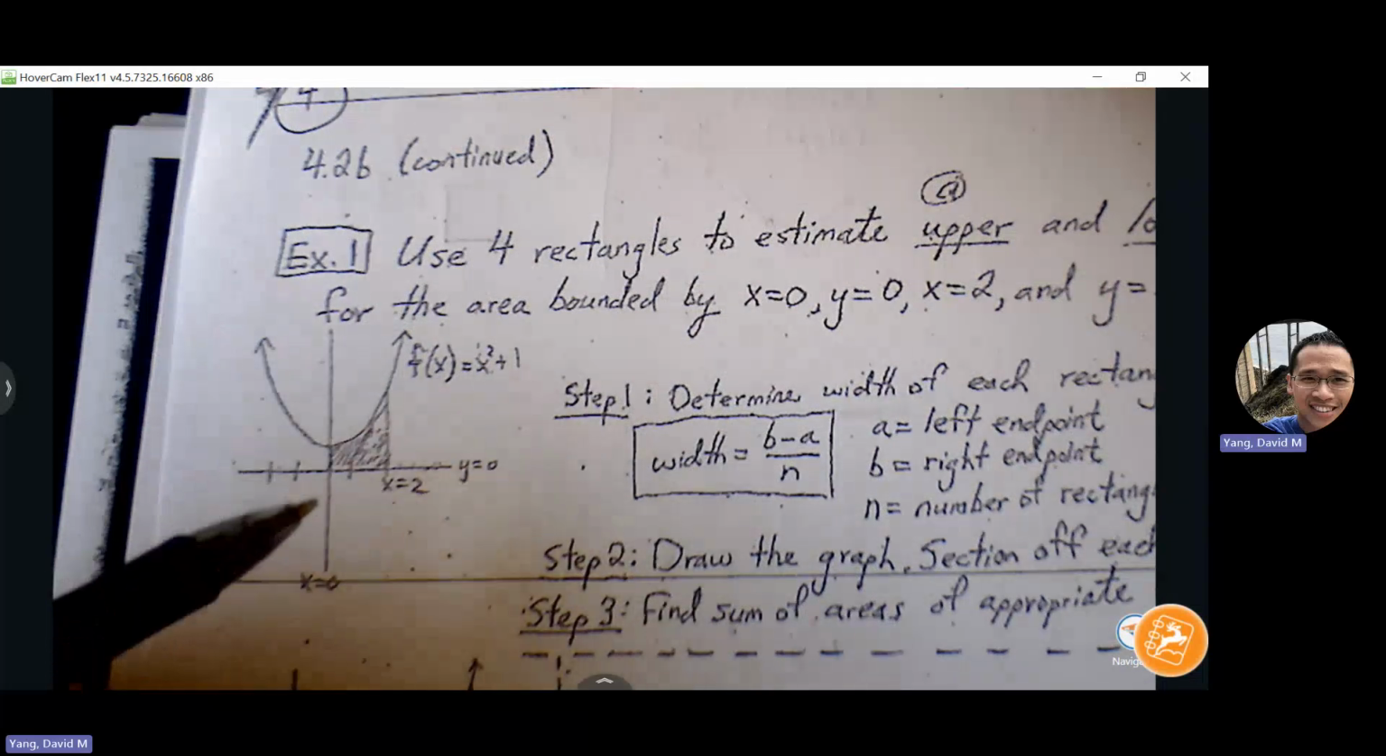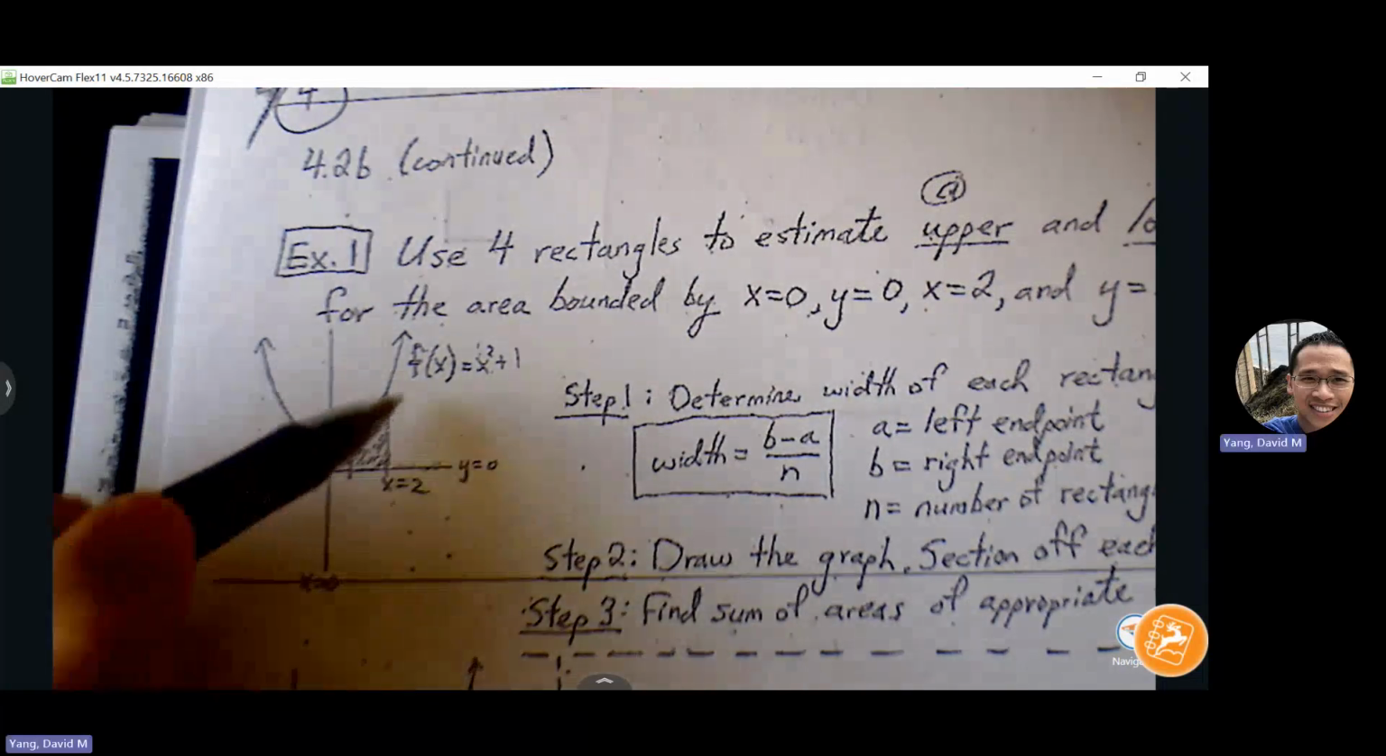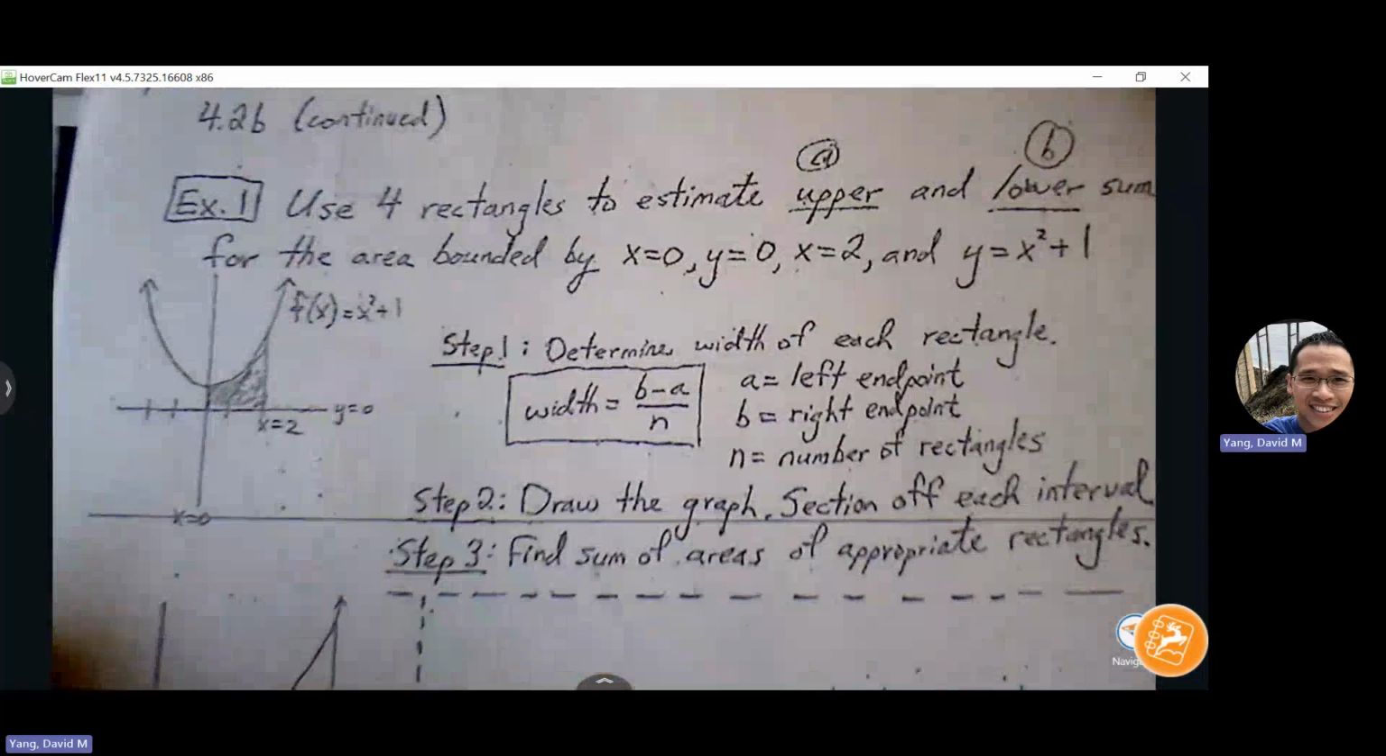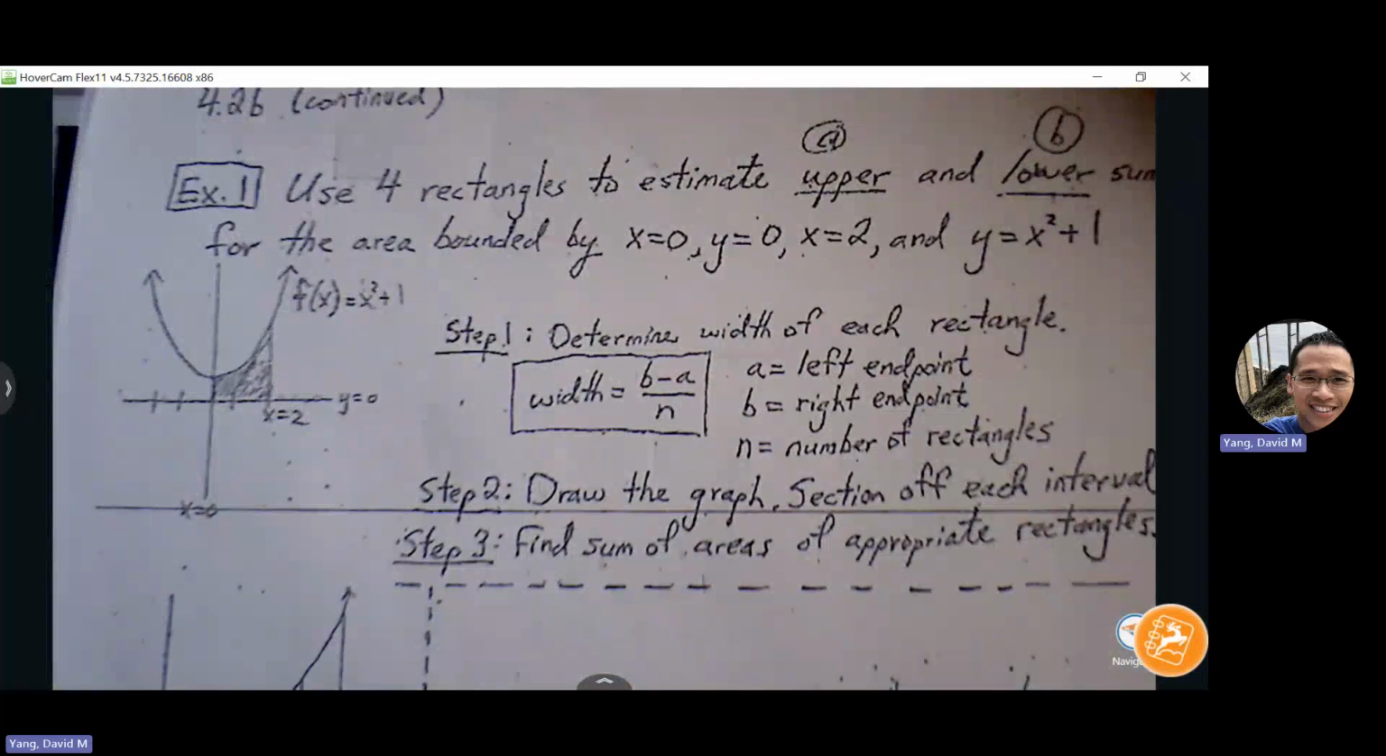And we know that it's just an approximation. We know that because of the curve, we're not going to get the actual area. We just care about finding the approximation based off what they're asking for.